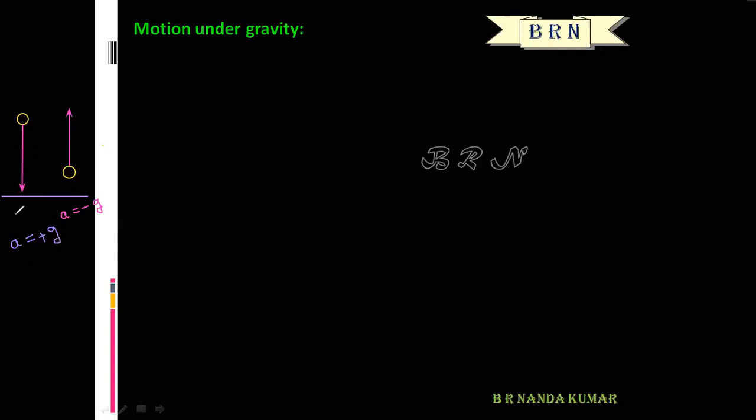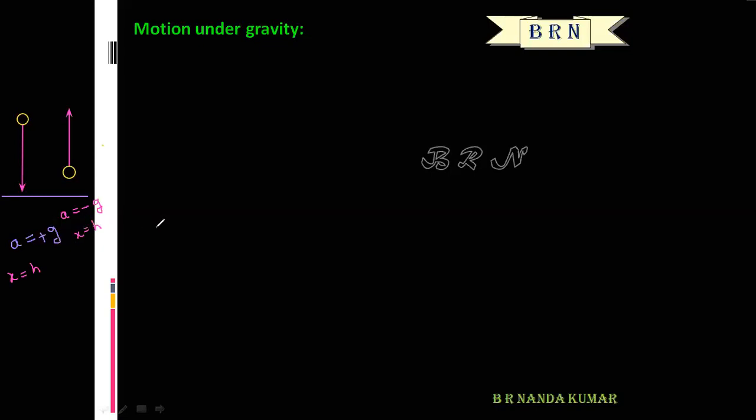For vertically downward motion under gravity, a is equal to plus g and the displacement x is equal to h. Here also displacement x is equal to h. When a body is thrown vertically upwards, its velocity gradually decreases. The rate of decrease in velocity is a deceleration, retardation, negative acceleration. So in that case, a should be taken as minus g and x is equal to h.